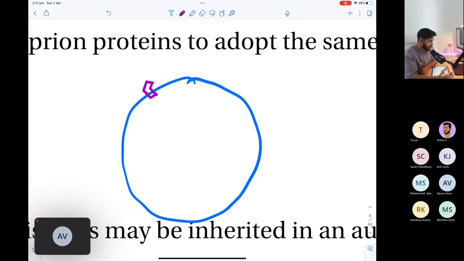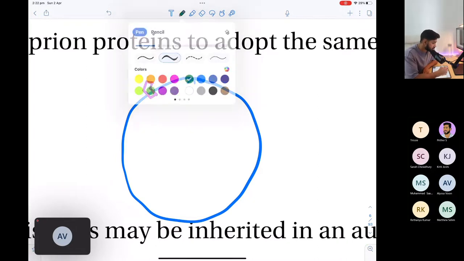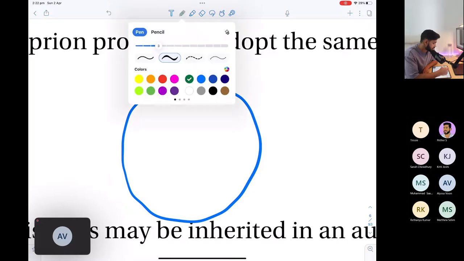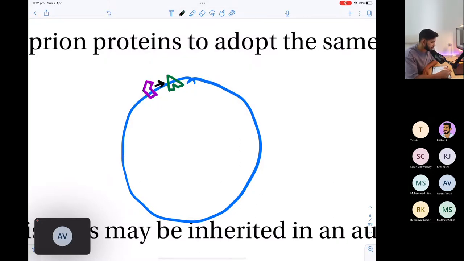Now, there are a few ways this can happen, and we'll talk about this shortly, but a prion can misfold from its normal configuration into an infectious configuration. Let me just draw the infectious configuration like this. Now you can clearly see it is misfolded into an infectious configuration. When that happens, this prion protein can now bind to other normal prions. So this could be another normal prion. It can bind to it and cause it to also misfold into an infectious configuration. And that prion can force another normal prion to misfold, and so on. It's kind of like a domino effect.